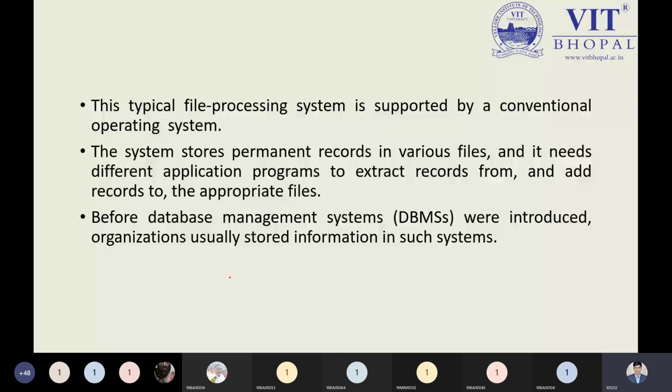This typical file processing system is supported by the conventional operating system, as I told you many times, and this is also the conventional approach. The system stores permanent records in various files, and it needs different application programs to extract records from, or add records to, the appropriate files. Before database management systems were introduced, organizations usually stored information in such systems.